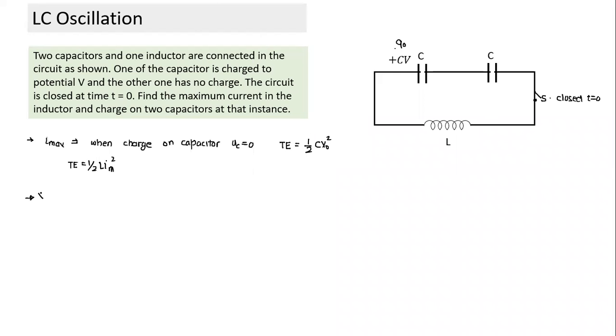Can someone give me a reason why not? Why can't we apply this case here? So far, the condition corresponding to maximum current was when the energy in the capacitor was minimum, and that minimum energy we used to take when the charge was 0. Can we tell a reason why we can't apply this condition here? Anyone? Here minimum energy will be when charge is Q by 2.